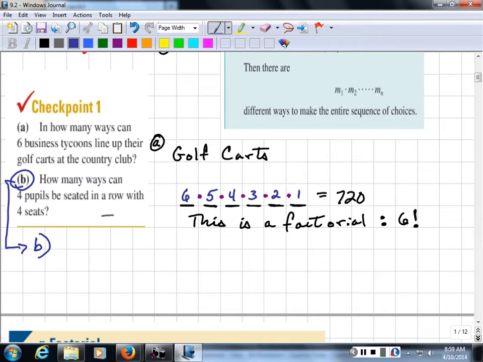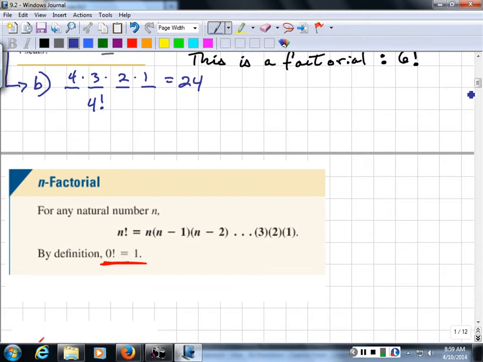So this is going to be, for now, 4 times 3 times 2 times 1, which is 24. And yes, we could write that as 4 factorial. So here's your definition. For any natural number, n factorial is equal to the number times the number minus 1 times the number minus 2, all the way down to 3 times 2 times 1.